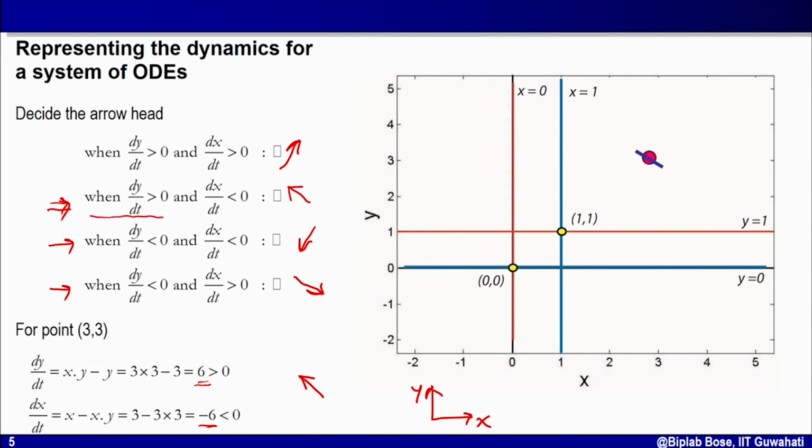When dy/dt is greater than 0 and dx/dt is less than 0, the arrow will point toward the upper left corner. So let us put the arrow there. So I have got the arrow here. This is how I can take a point on the x versus y phase plane and calculate the slope of an arrow there from dy/dx, and then decide the direction of the arrowhead based on the values of dy/dt and dx/dt.